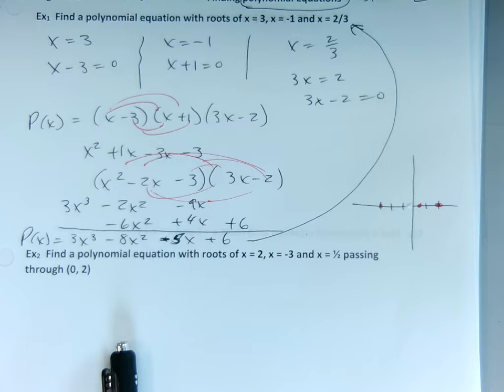Right? Most likely. Maybe this is my polynomial. Maybe somewhere, maybe this is my polynomial. No, you're right, that makes sense. Which one is it? Well, I need another piece of information. If it goes to the point 0, 2, then it helps me figure it out.